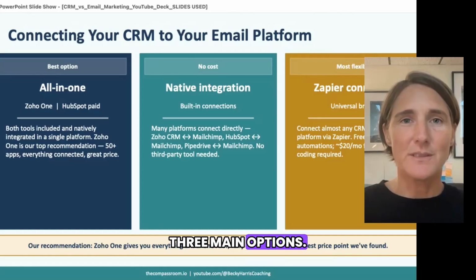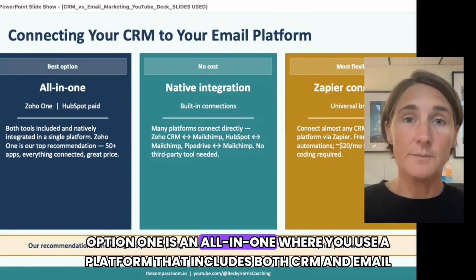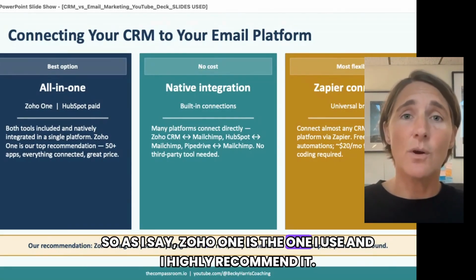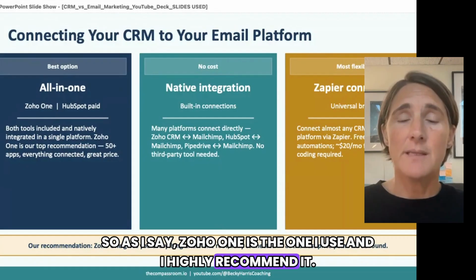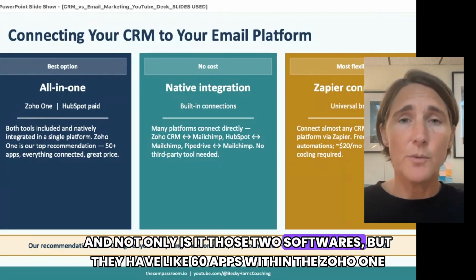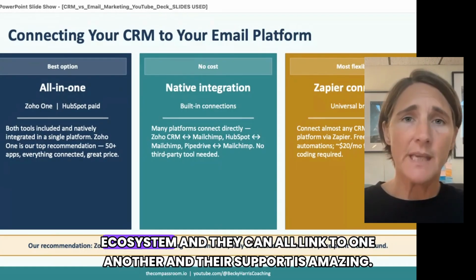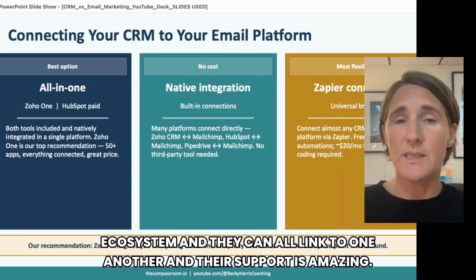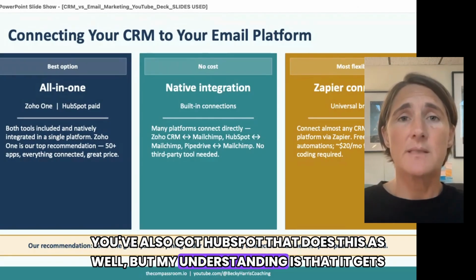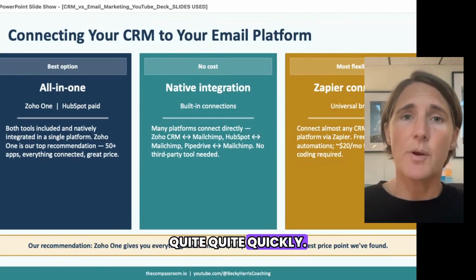There are three main options. Option 1 is an all-in-one, where you use a platform that includes both CRM and email marketing. As I say, Zoho One is the one I use and I highly recommend it. It's very cost effective. And not only is it those two softwares, but they have about 60 apps within the Zoho One ecosystem and they can all link to one another. And their support is amazing. You've also got HubSpot that does this as well, but my understanding is that it gets quite pricey quite quickly.